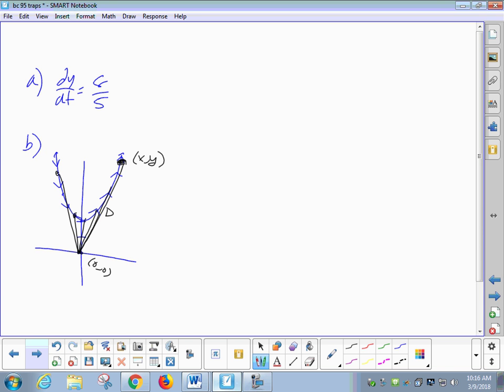I got started by saying, all right, I want to talk about the distance between the two, so I use the distance formula from point to point.